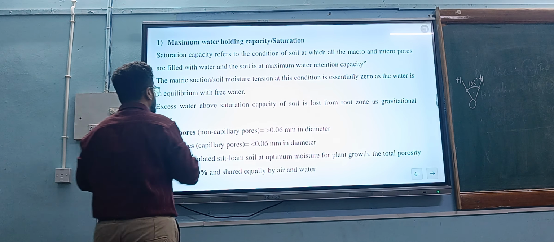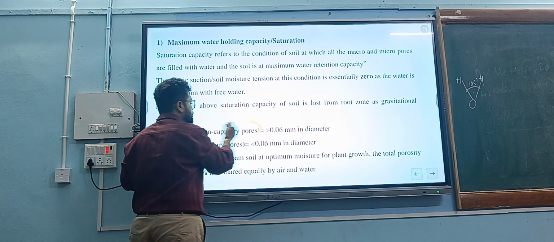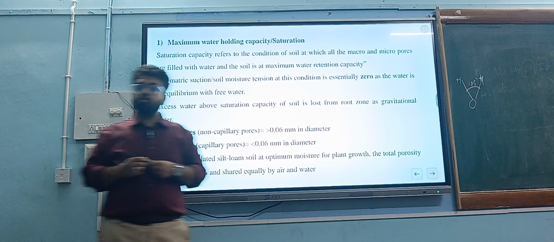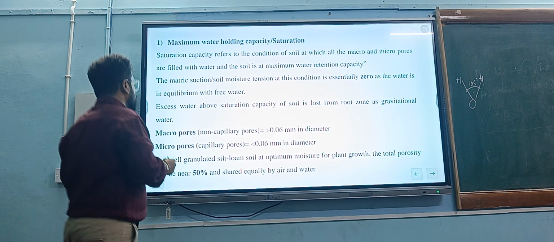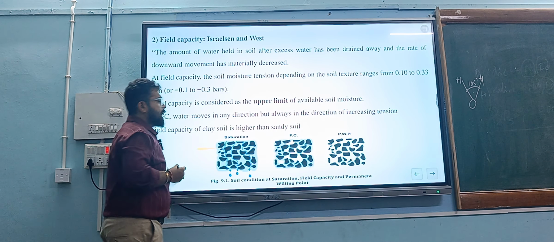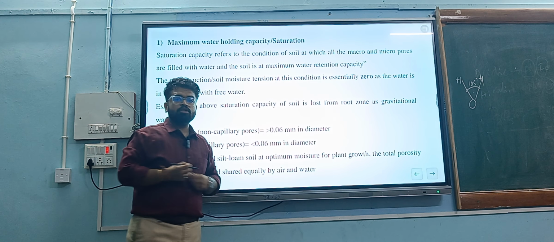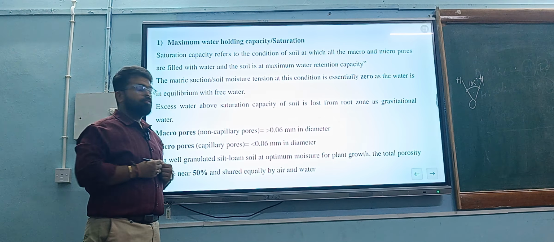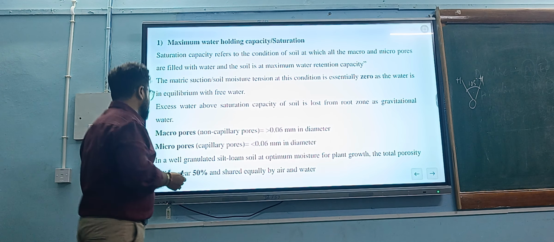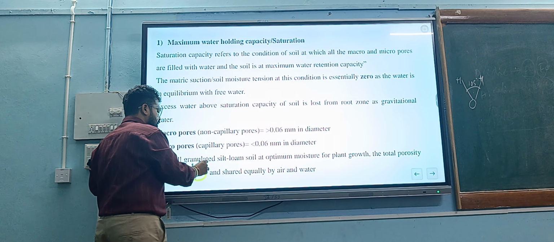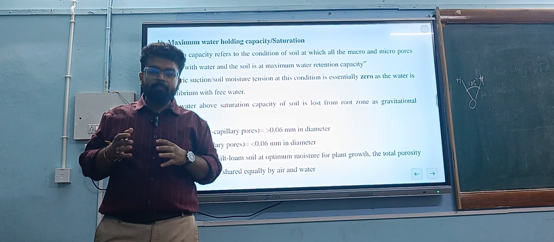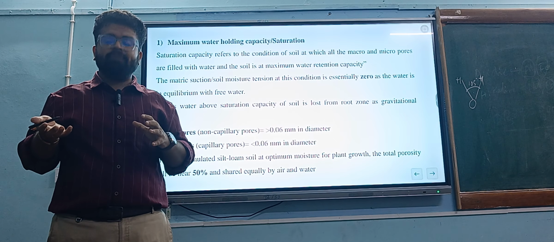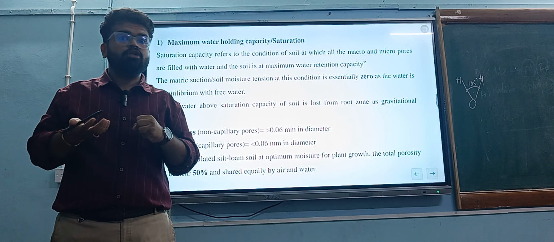The macropores we call non-capillary pores. The diameter of these non-capillary pores is more than 0.06 mm, and the micropores we call capillary pores. The diameter of the capillary pores is less than 0.06 mm. So in a well granulated silt loam soil at optimum moisture for plant growth, the total porosity should be 50%, that is 50% air and 50% water. Under the maximum water holding capacity, both macropores and micropores are filled with water. This is not a suitable condition for the crop.